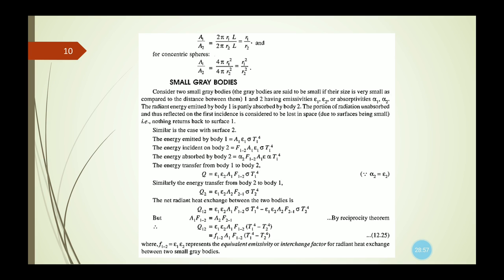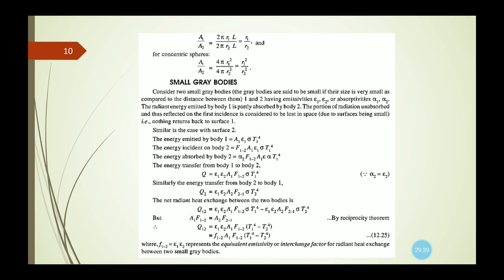And what will be the net radiant heat exchange between these two small gray bodies? Q12 will be Q1 minus Q2. The equations for Q1 and Q2 we have already formulated. Now if we use the reciprocity relation, A1 F12 equals A2 F21, then the net radiant heat exchange between the two small gray bodies can be represented as small f12, A1, capital F12, multiplied by T1 to the power 4 minus T2 to the power 4, which is equation number 12.25.